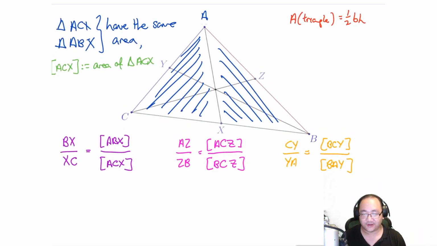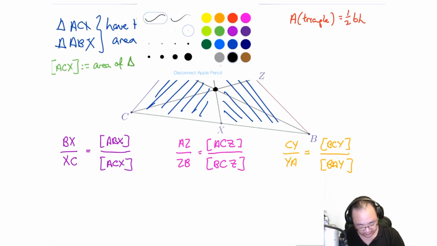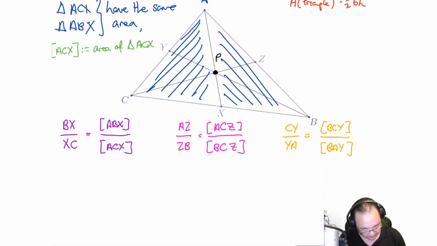What we're going to do now is try and do things with reference to this center point. I'm going to call that point P just to keep consistent with the notes. So I'm going to go back to BX and XC, and I'm just going to show you some manipulation first, and so that's going to be PBX over PCX.